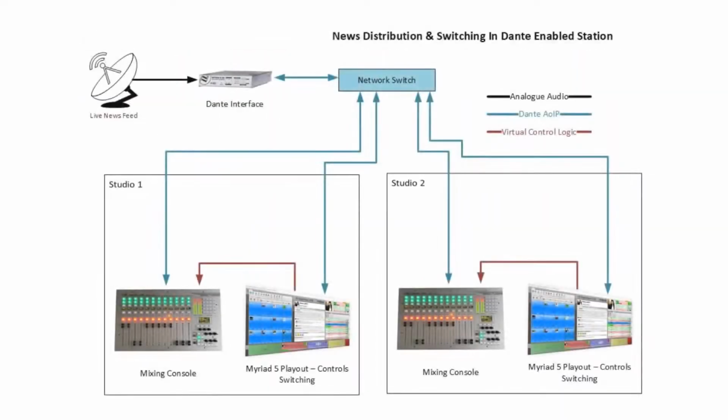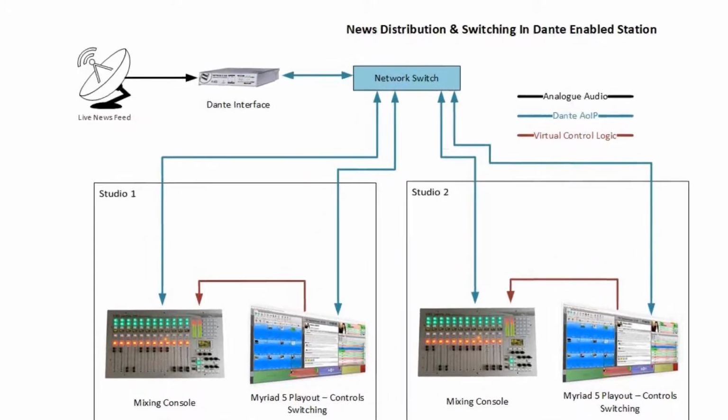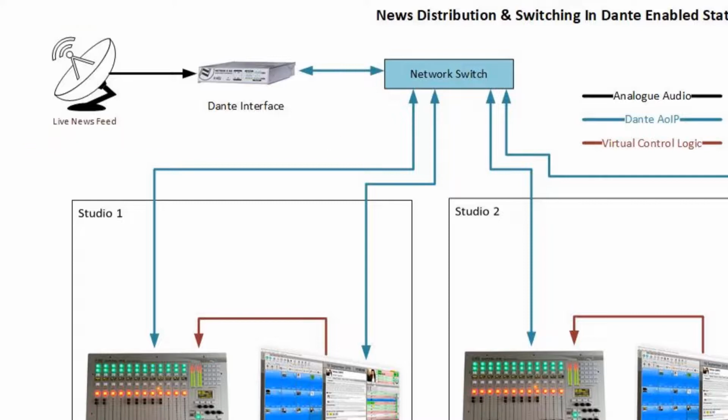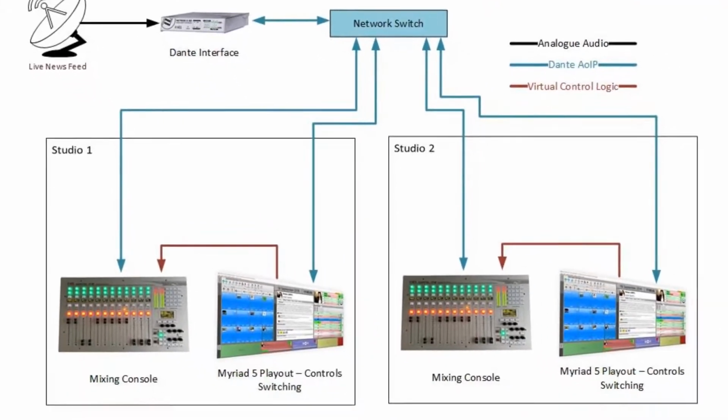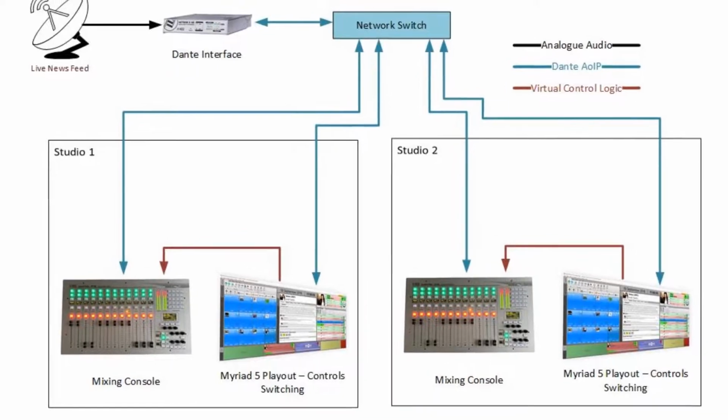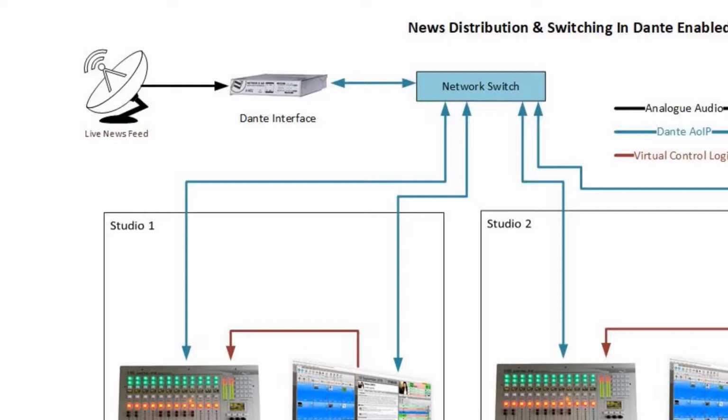Now let's consider how we may achieve the same results in a Dante-enabled station. The analog news feed comes into a Dante interface, which is connected to a network switch. The playout system in each studio is also connected to the network switch, as is the mixing console. The only piece of analog audio wiring required is a feed from the news system into the Dante interface.